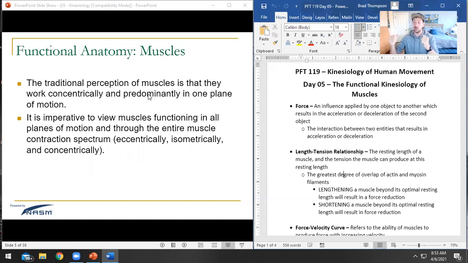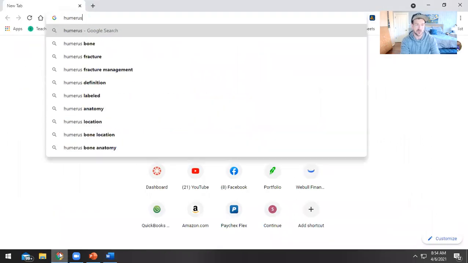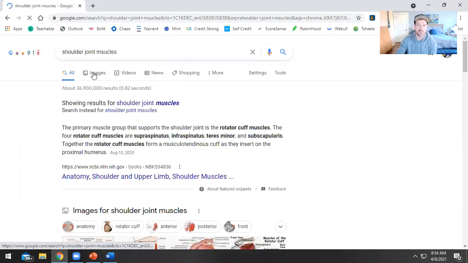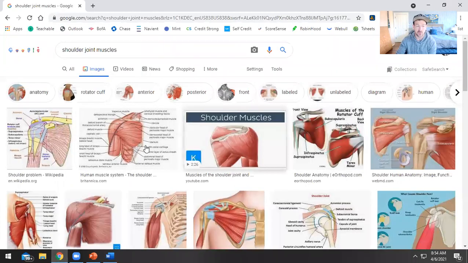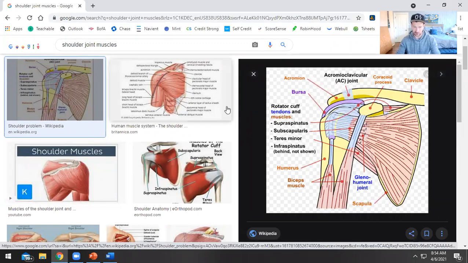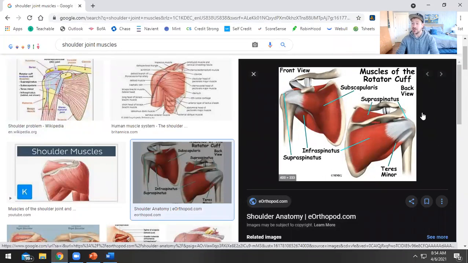When we look at a force couple, your rotator cuff is a really good example of this, because there are a lot of muscles attached on the front of your humerus and on the back of your humerus. Actually, let's go to shoulder joint muscles. If we look at all the muscles within your shoulder joint, you can see they're all wrapping around. There are some in the front wrapping around here, and if we look at the posterior side, there are some wrapping around the back here, right?